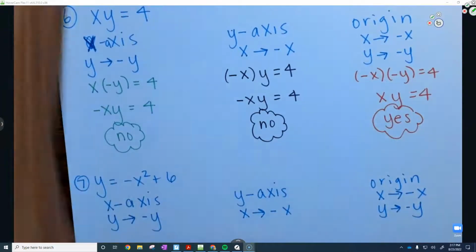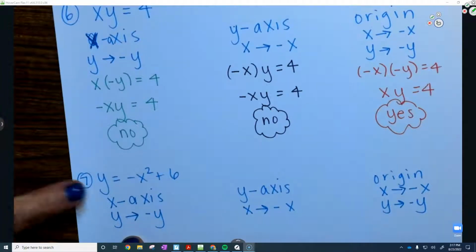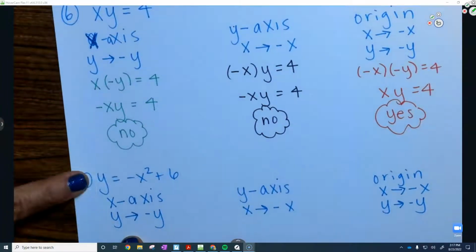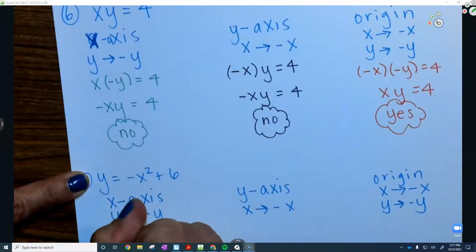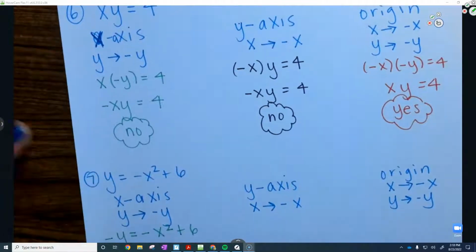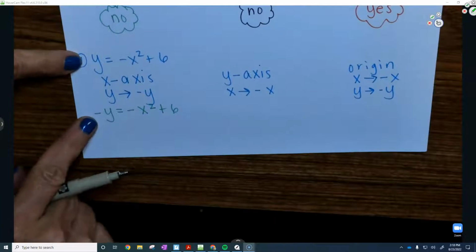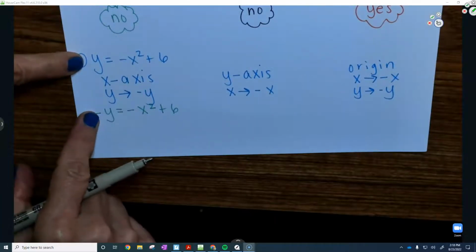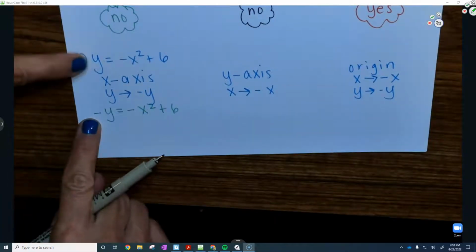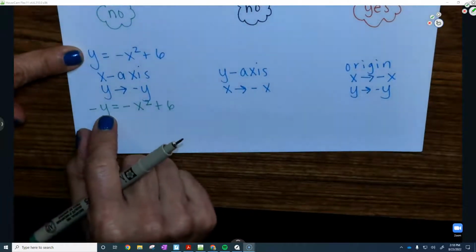All right. So, again, look at where y is. Y is over here on the left side of the equal sign. So I'm going to write negative y equals negative x squared plus 6. And they have to be identical. Do these match? No. Those match and those match, but do these match? They do not.